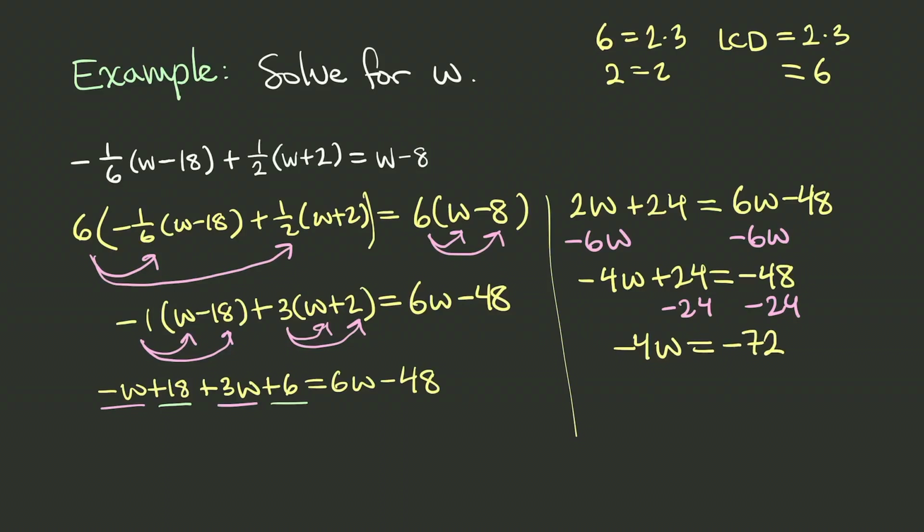Finally, I can divide both sides by -4. A negative divided by a negative is going to be a positive, so I'm going to get positive 72 over 4, which is 18.